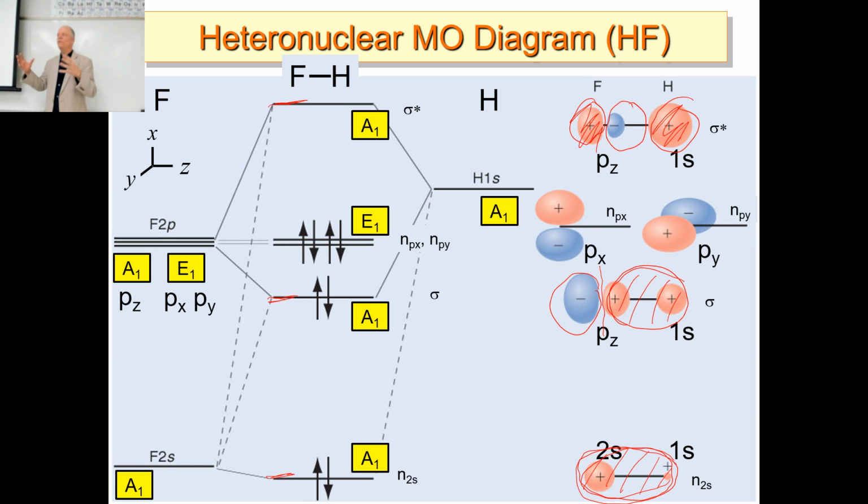So you think about these wave functions. These are functions, and when they're multiplied by each other, the positives and the negatives can cancel each other out, and you get no net interaction.